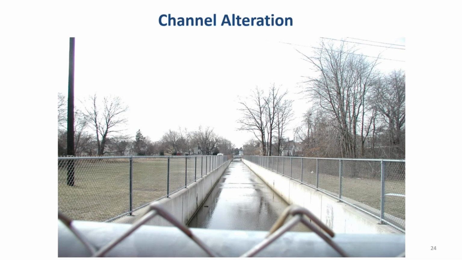Here's an example of a channel that is highly altered and would definitely be in the poor category. I wouldn't even recommend doing a stream assessment here. For one thing, there's fences that prevent you from getting into that water. And for another thing, there's no natural habitats for macroinvertebrates to live in, but I'm just showing this slide so you can see the extreme alteration.